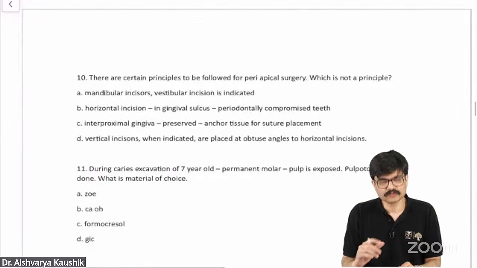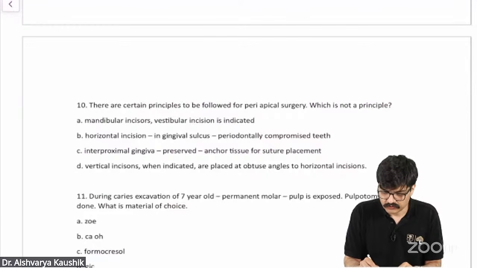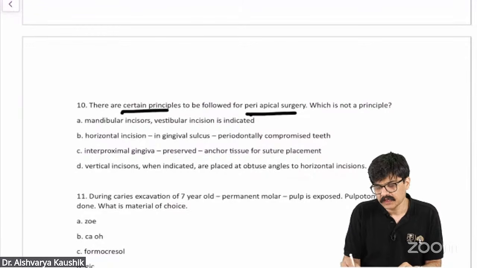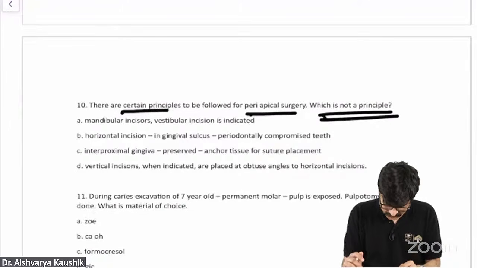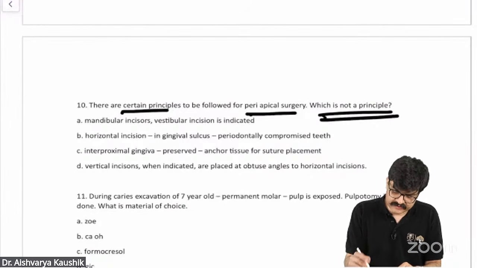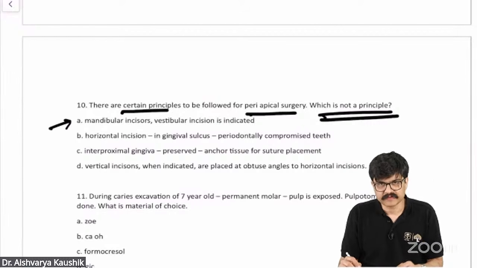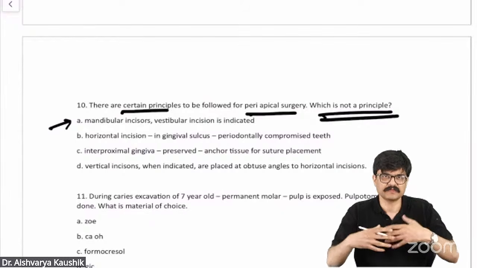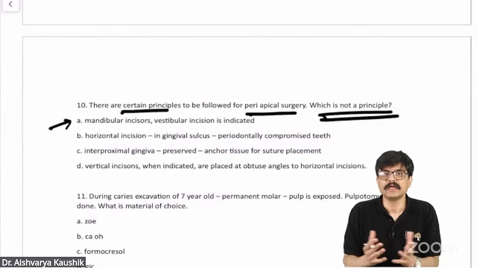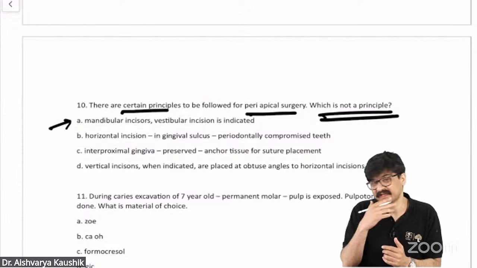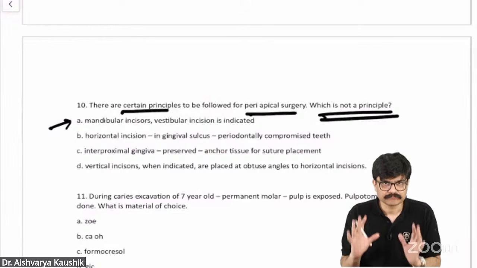Okay, now this is a good one. There are certain principles that are supposed to be followed for periapical surgery, guys. Now which of the following is not one of those standard principles? So the first option, mandibular incisor, a vestibular incision is good. Yes, that's right. Because when you're trying to approach a mandibular incisor for a periapical surgery, a vestibular incision is many times preferred, although it's tricky. You have to sometimes dissect the platysma muscle and you can have some complications, but people do that.